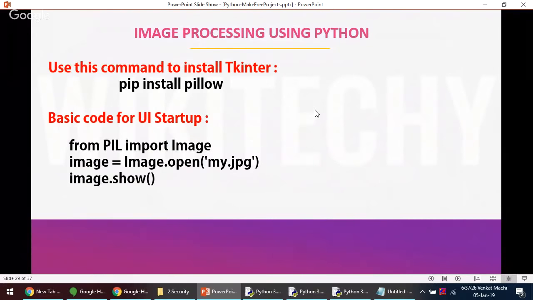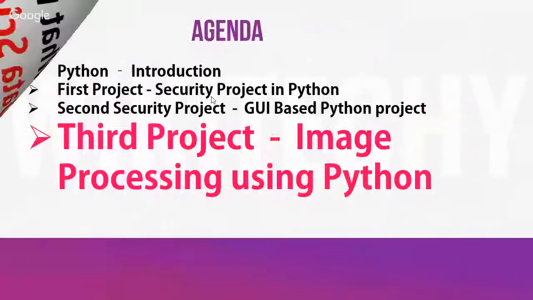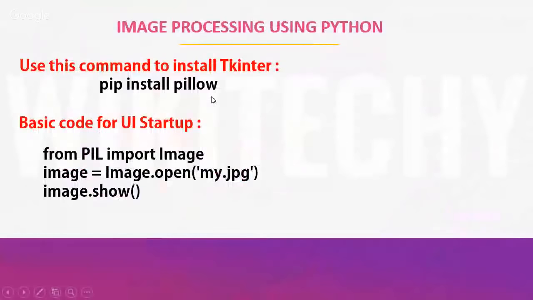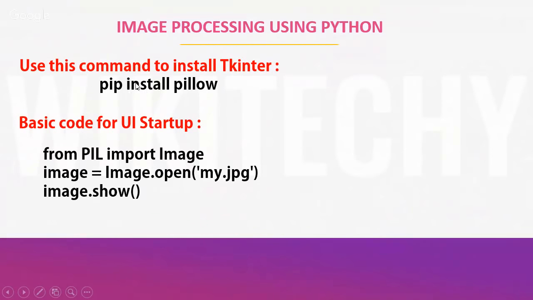Over here, for installing your image processing library, it's not install Tkinter, it should be install Pillow. So the library is Pillow, there is a spelling mistake here. It's not Tkinter, it's Pillow. So for image processing, you need pip install Pillow. That's the one you should use.